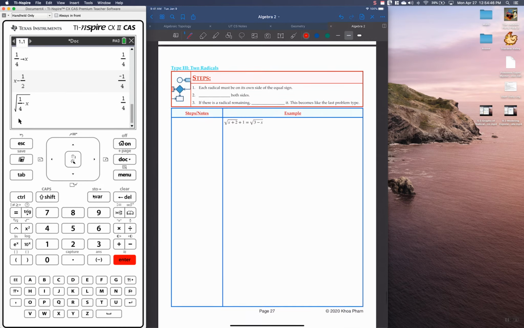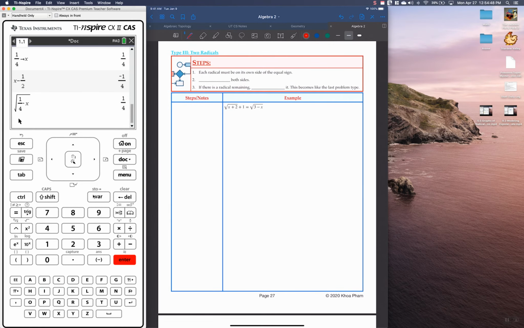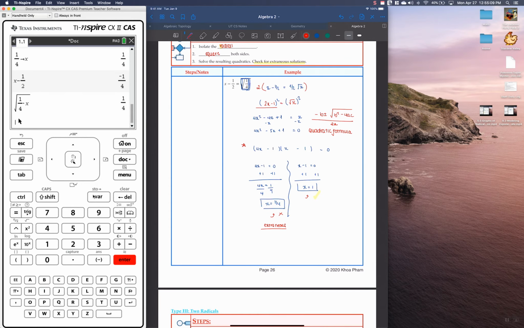Last but not least, each radical must be on its own side of the equal sign. You square both sides. If there is a radical remaining, you square it again. And it becomes just like the last problem type. Now, what I'm appealing to, and especially with this expression right here too, is there's two formulas that you should really know. And it's the perfect square trinomial formulas, which I do kind of fast.